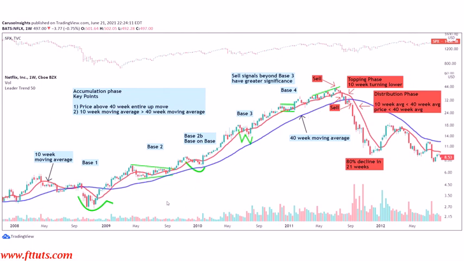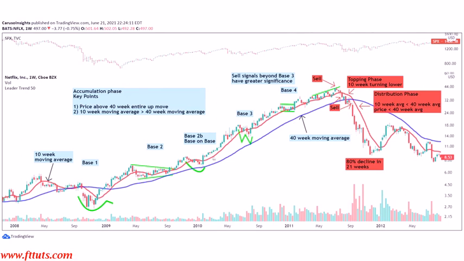So what is an accumulation phase? Well, basically you start off with an initial basing phase, and once you break out of that first cup with handle, you start a phase where institutions accumulate the stock for months and months on end. Traditionally, William O'Neill mentions that there are 3 or 4 bases before a stock becomes very obvious to most people and it has to have a greater correction. And if you look at Netflix, you basically had 4 bases before you topped and broke lower.